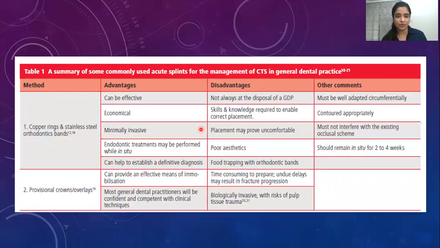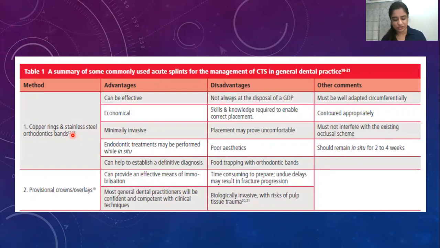Now, this is a summary of some commonly used acute splints for the management of cracked tooth syndrome in general practice. One of the most important methods is copper rings or stainless steel orthodontic bands that I've already mentioned. They are quite effective, economical, and minimally invasive. And the best part is that if you have to do a root canal treatment, in these cases they are not going to interfere with your existing occlusal scheme. But you have to remember that you have to keep them for 2 to 4 weeks.